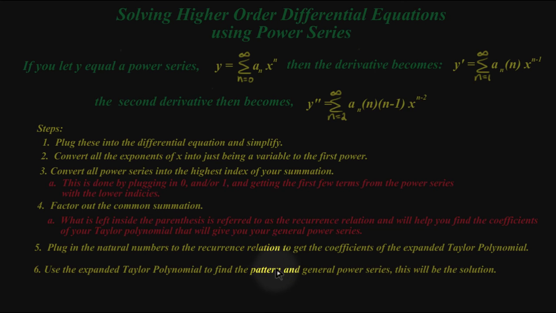Then you're going to plug numbers into the recurrence relation, you get the coefficients for your expanded Taylor polynomial, and then at that point you can use that to find the general pattern, the general power series, which will be the solution to your differential equation. So it won't be a function in terms of t, it'll be an actual power series that will be the solution.